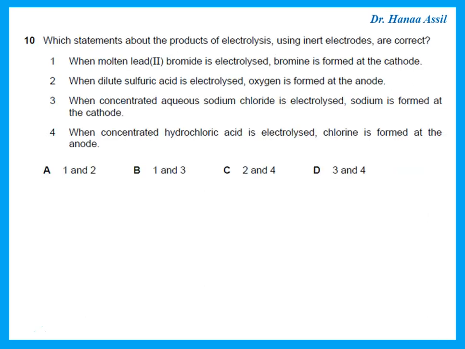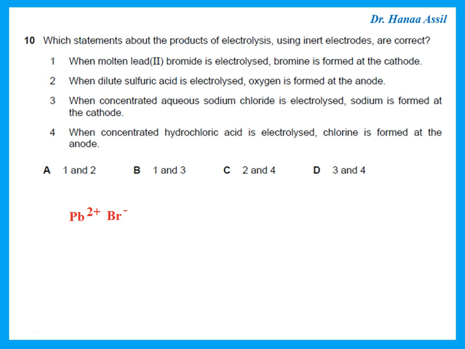Which statement about the products of electrolysis using inert electrodes are correct? Well, let us see. The first one says when molten lead bromide is electrolyzed, bromine is formed at the cathode. Well, okay, let's think about it. Lead bromide molten means I have lead ions, Pb 2 plus and Br minus. Now, he's saying the bromine is formed at the cathode.